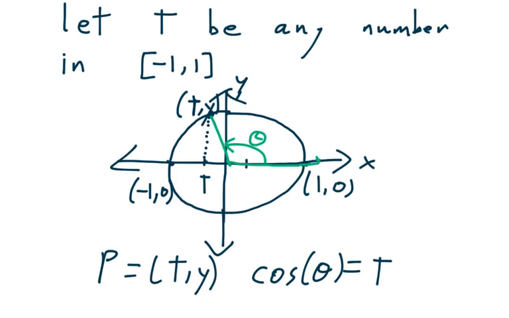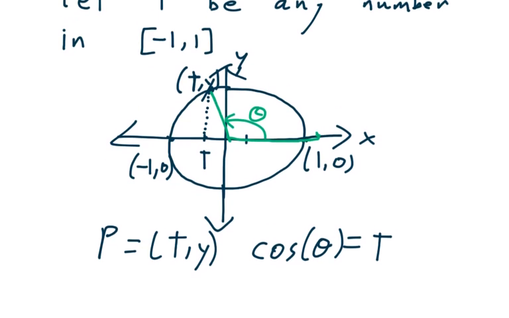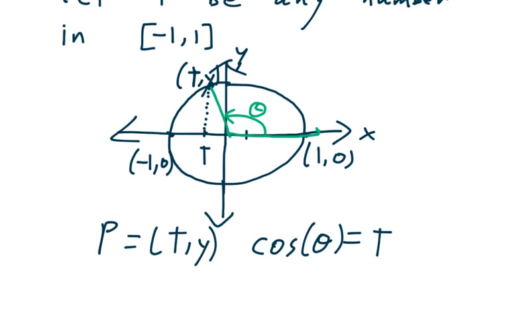A similar argument does hold for sine. The only difference, though, is that your t is going to be on the y-axis. I'm not going to show that here for time considerations. All right, so let me move on.